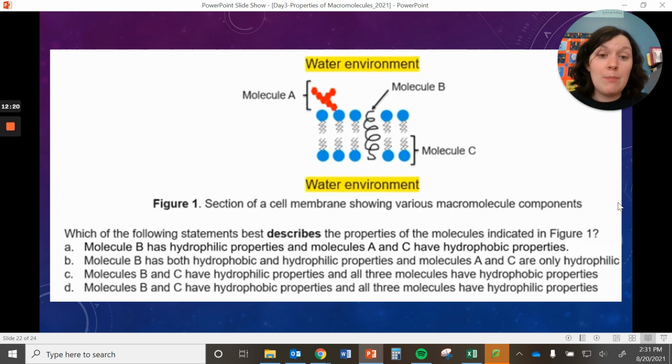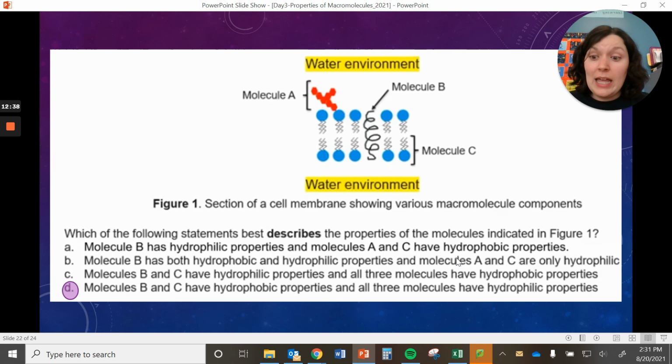Okay, so here is an example of a question you might see on the AP test talking about our different proteins. So this is talking about different molecules, and so you can notice what we have here about which ones are hydrophobic and which ones are hydrophilic. So pause this and see if you can figure them out.